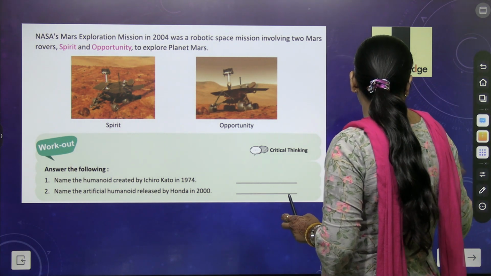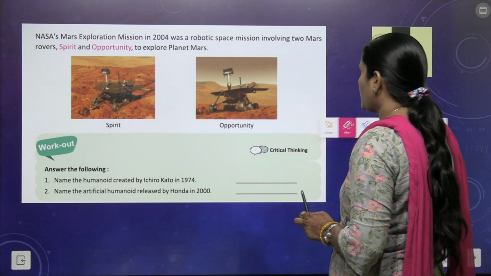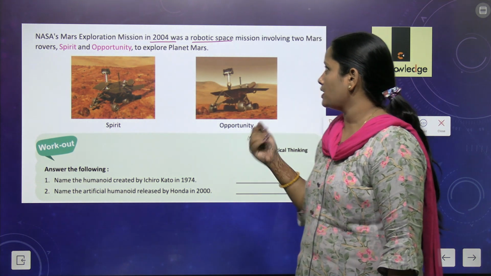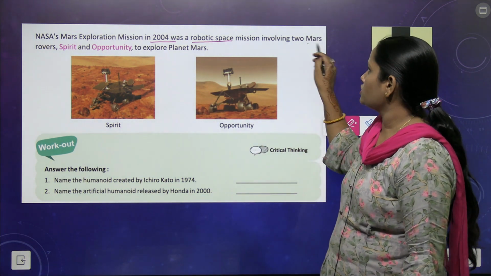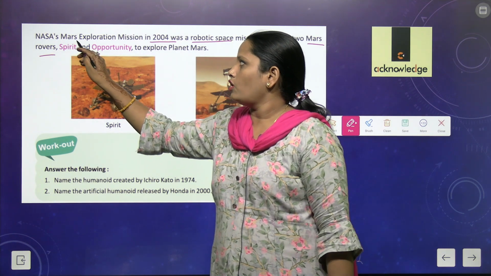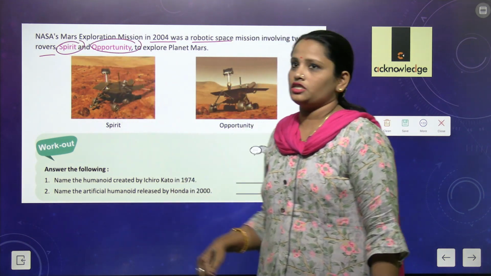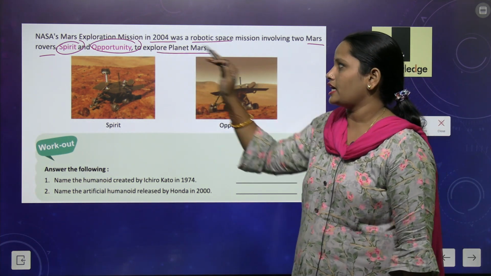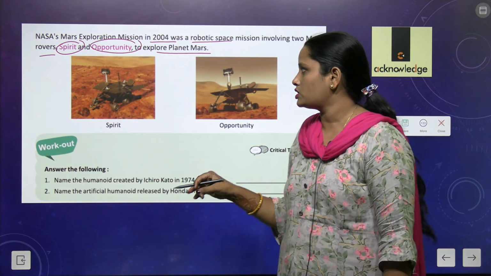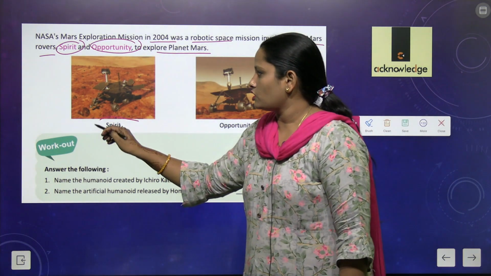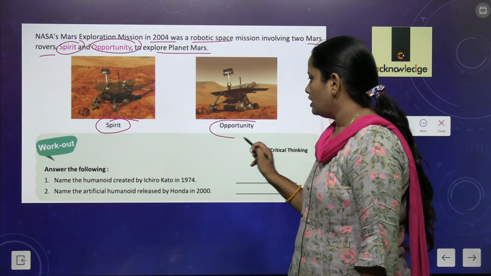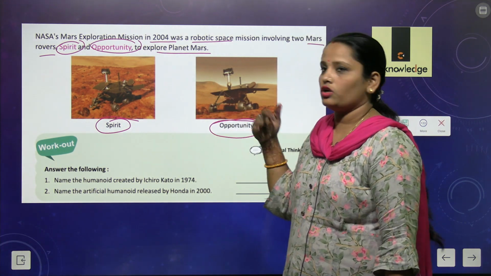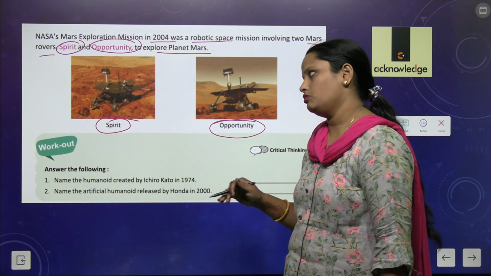Okay. NASA's Mars exploration mission in 2004 was a robotic space mission. So NASA was also not behind. It made a robotic space mission involving 2 Mars rovers, and the names were Spirit and Opportunity. These were the robots that were made to explore planet Mars. So Mars was explored by these two robots. Okay, so here is a picture of these two robots. Like now, India made Chandrayaan and it landed on the south pole of the moon.